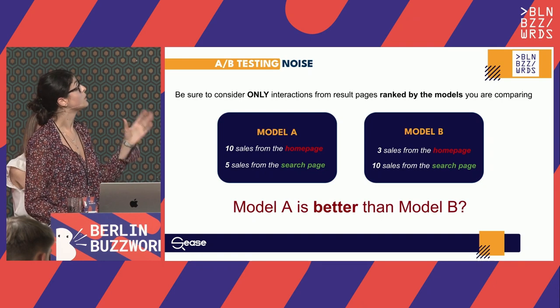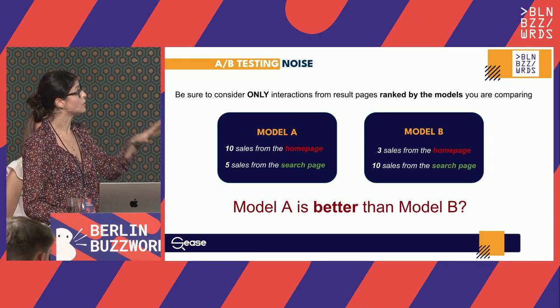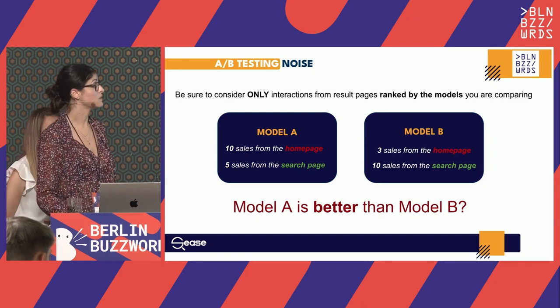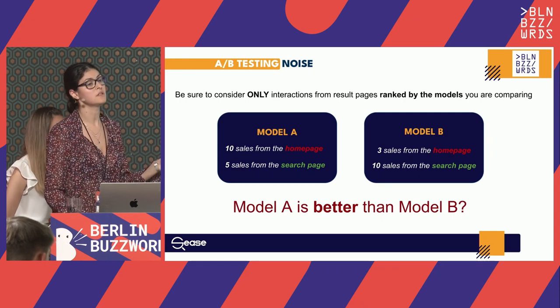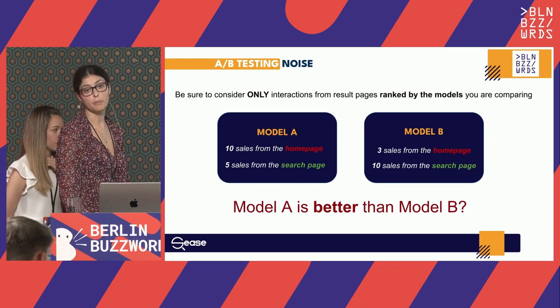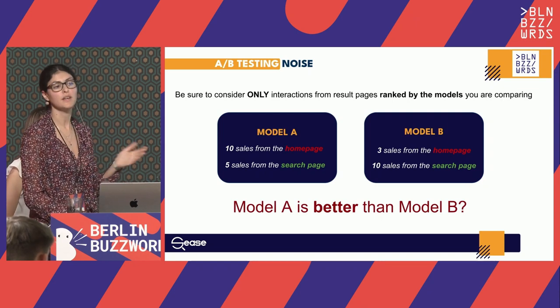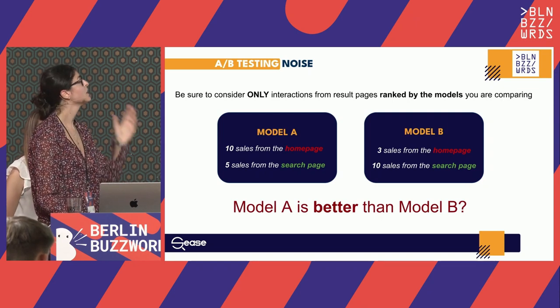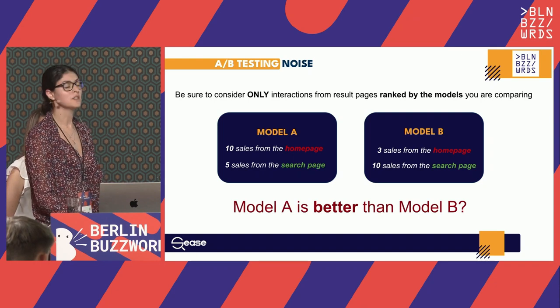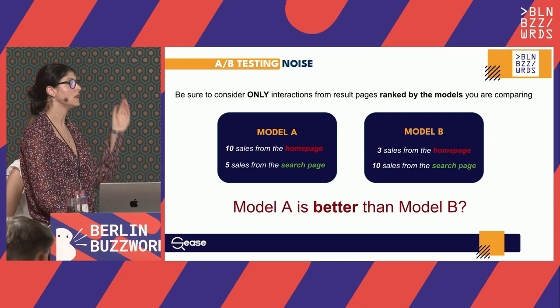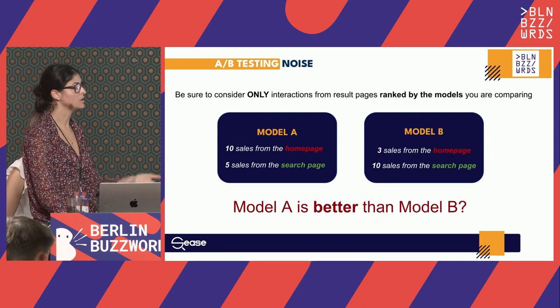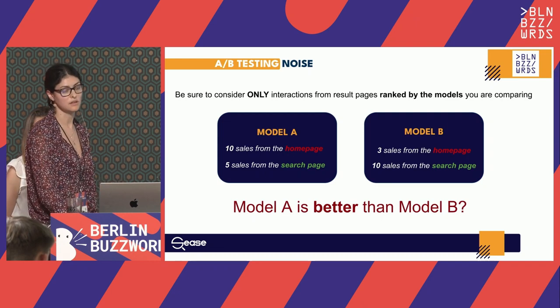So it is important to consider for the evaluation only the interactions that come from result pages ranked by the models you are comparing online. This could be obvious, but we ended up with some clients that sometimes consider just, for example, total clicks in the website, total sales, or whatever happened in the website, and that is not correct.